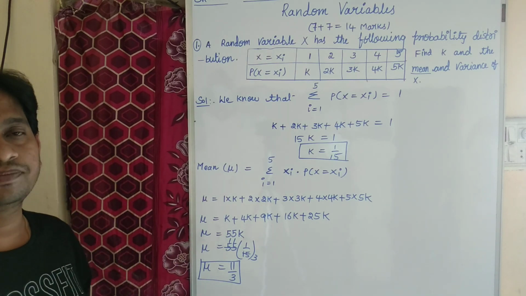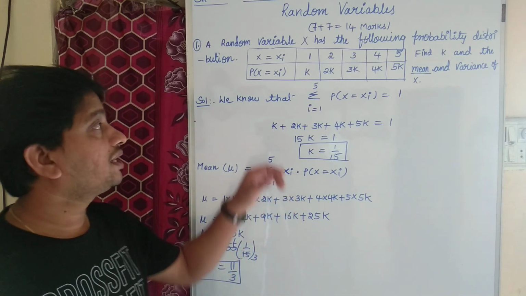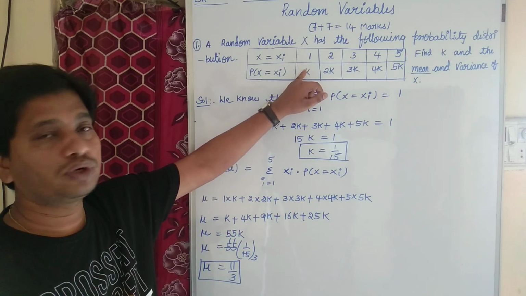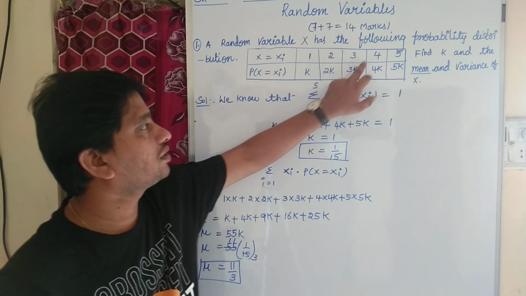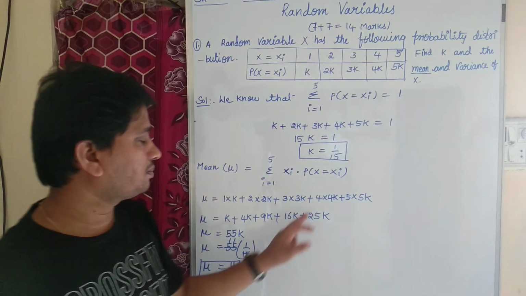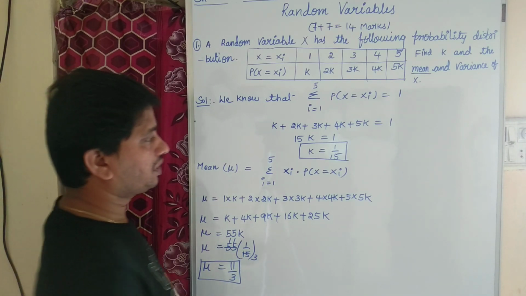The second question is also finished. What to do in the second question, children? When we are finding the mean, we have to multiply the xi value and the probability p of x equal to xi value. Simply we should multiply these two. Don't forget. At last we have to substitute the value of k. You'll get the mean. Coming to the third question.